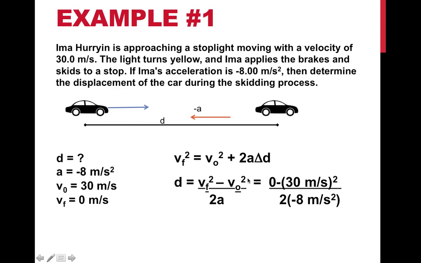Don't forget that it is v naught squared, so you are squaring the 30. So 30 squared divided by 2 times 8. And that gives you a displacement of 56.3 meters to the right, because obviously if I have a negative acceleration this way, I have defined this way as positive. So displacement from here to here is positive 56.3 meters to the right.